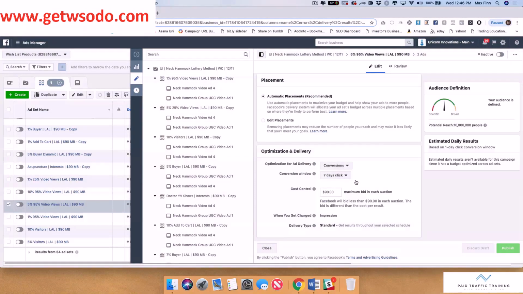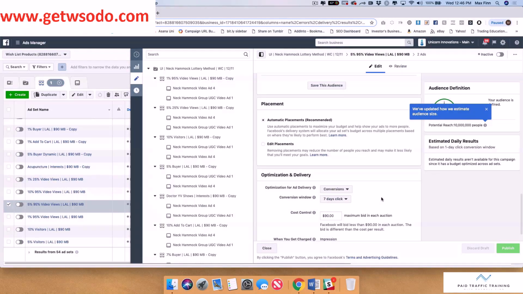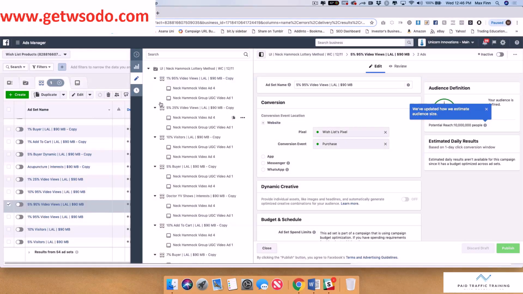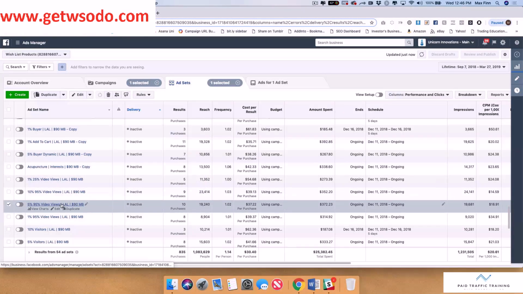right? Pretty straightforward. 7-day click attribution, because that was what was working best for us. $90 max bid. This has actually changed since we ran this campaign, with cost control here as opposed to max bid. So they kind of moved it to the cost cap. But when we were running this it was max bid.